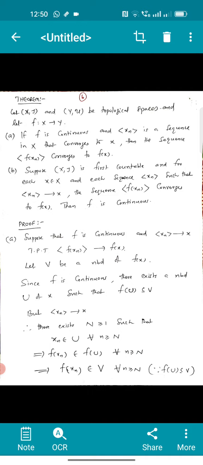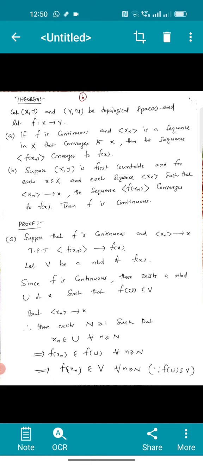We can take the proof of it. Part A: suppose that f is continuous and the sequence xn converges to x. We have to prove that the sequence f(xn) converges to f(x). For that, let V be a neighborhood of f(x). Since f is continuous, there exists a neighborhood U of x such that f(U) is a subset or equal to V. But the sequence xn converges to x, that is already given. Therefore, by definition, there exists a capital N greater than or equal to 1 such that xn is an element of U for all n greater than or equal to N.